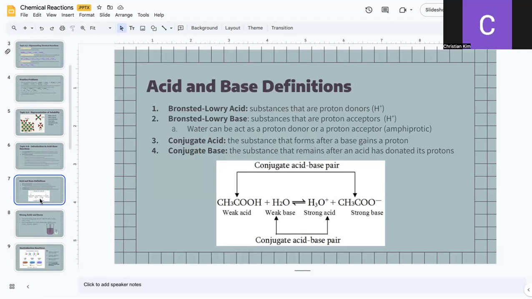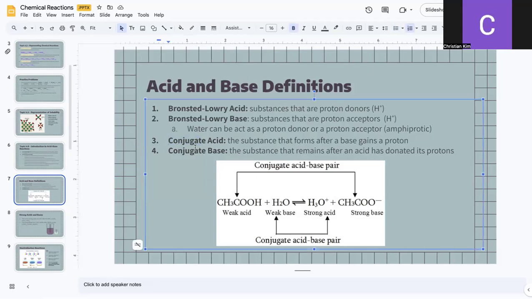Another term you should be familiar with is the conjugate acid and the conjugate base. The conjugate acid is the substance that forms after a base gains a proton. When you have an acid-base reaction and you're starting off with an acid, that's going to turn into a base. To differentiate it from starting with a base and ending with an acid, we just say conjugate base, essentially saying that at the end of the reaction we're going to have a base. So we're going to call that the conjugate base.